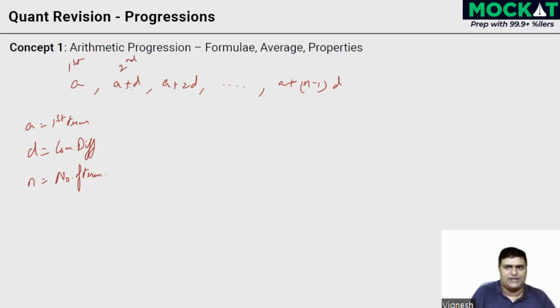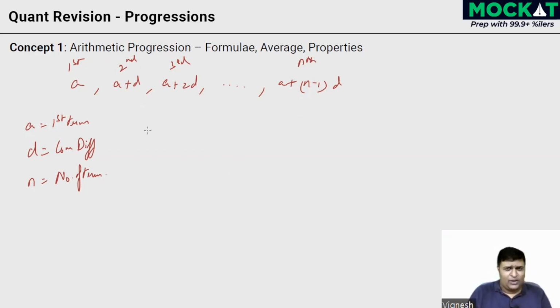Now, A is the first term. A plus D is the second term. Third term over here, I'm adding only 2Ds because A was my first. I'm adding 2Ds to it. Fourth is A plus 3D. 97th term is A plus 96D. And nth term is A plus, subtract a 1 from N, A plus N minus 1 into D. That is my nth term over here.